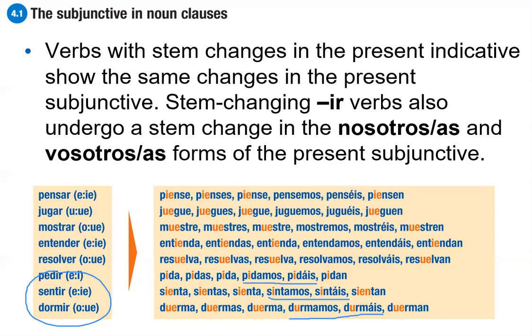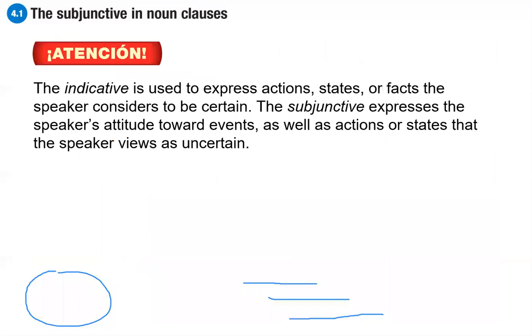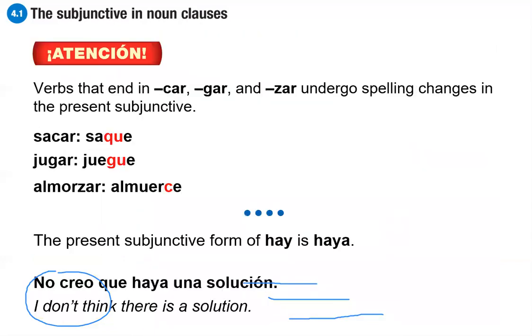One more thing to go over are our spell changing verbs. Car, gar, zar. Let's see if I can find those. Here we are. So with car, gar, zar, you can see we have the change, which we've done before. G becomes GU, C becomes QU, Z becomes C.